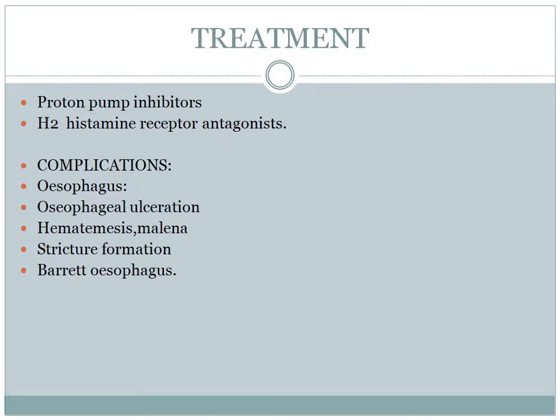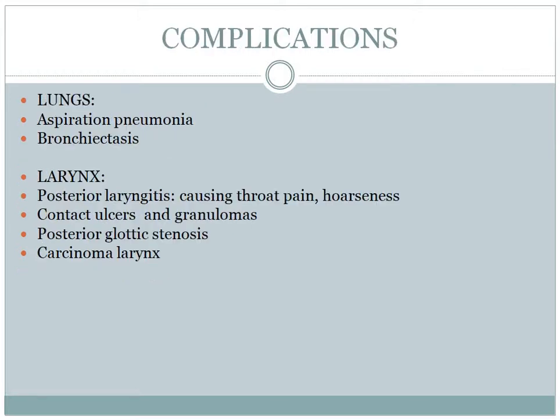Well, the treatment is proton pump inhibitors and H2 histamine receptor antagonists. The complications are esophageal ulcers, hematemesis, benign stricture formation, and Barrett esophagus. In the lungs, the complications are aspiration pneumonia and bronchiectasis. In the larynx, there is posterior laryngitis causing throat pain, hoarseness, contact ulcers, and granulomas, posterior glottic stenosis, and carcinoma larynx.